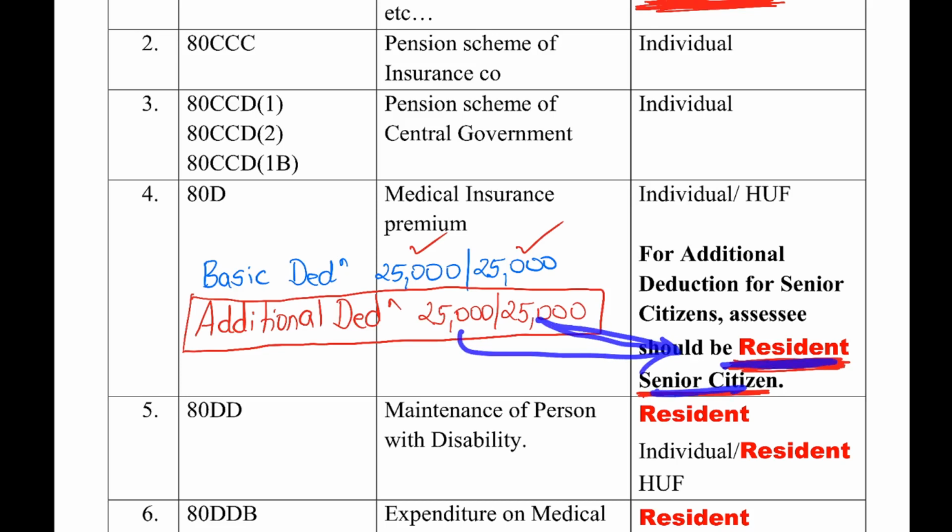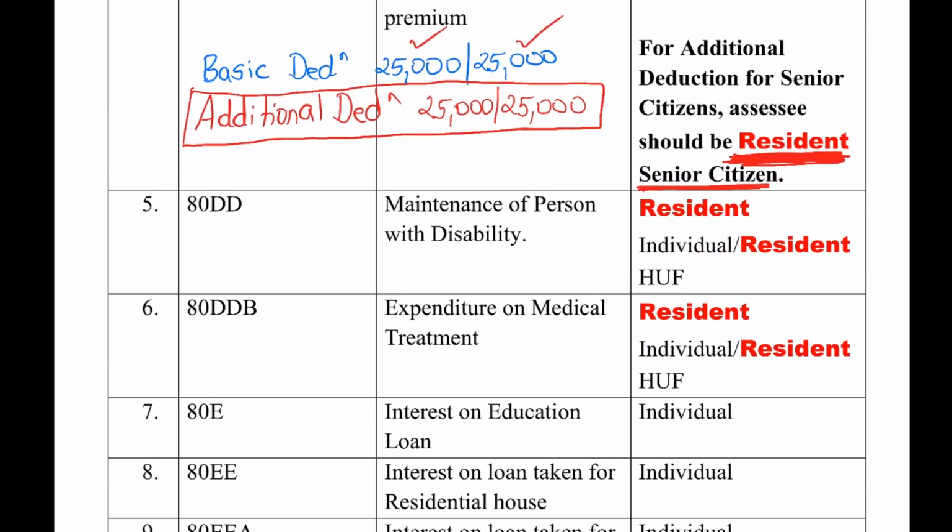Then in 80DD and 80DDB, see friends, over here there is no point of a senior citizen, 60 years, less than 60 years, there is no such criteria of a senior citizen. But in both the sections, deduction is available only if the person is a resident individual or a resident HUF. So this is also an important criteria.